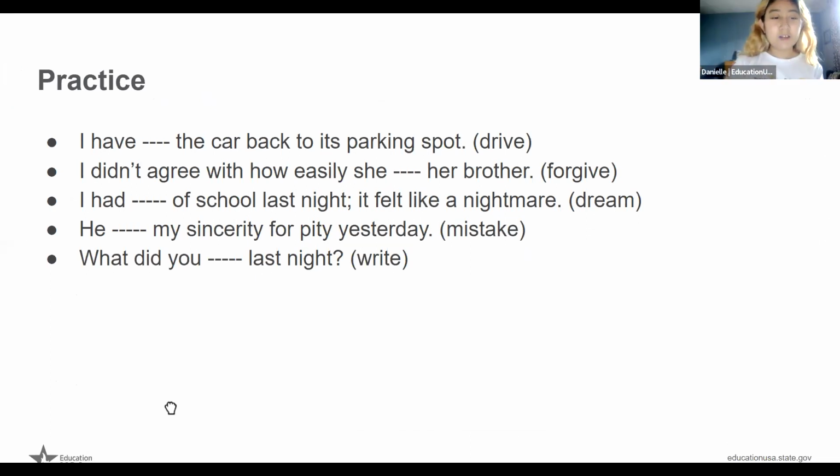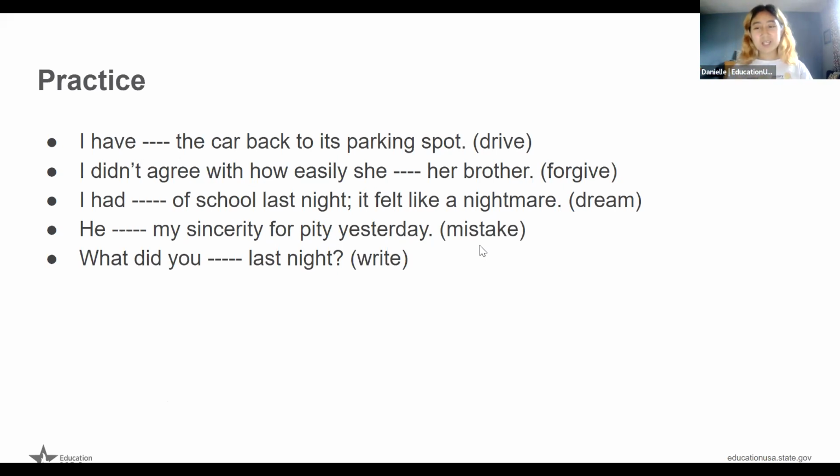Okay, so the first example, Asus. The verb is drive. So what would be the proper way of saying drive in this sentence? Yes, okay. So Asus is correct. The correct way of saying this is I have driven the car back to its parking spot. Would people normally say this? Probably, but it's a little weird, right?